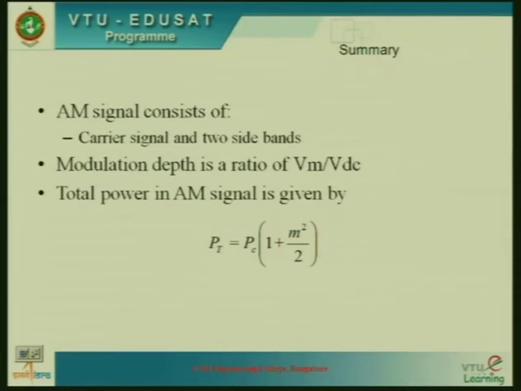We also identified that the modulation depth for an AM signal is a very important parameter, which defines Vm by Vdc. We also identified that there are three modulation depth cases: m less than 1, m equal to 1 and m greater than 1. And we also derived an expression for the total power required for transmitting an AM signal. That is, the total power is equal to the carrier power multiplied by 1 plus m square by 2, where m is the modulation depth. These are the three important factors that we discussed in the last class.